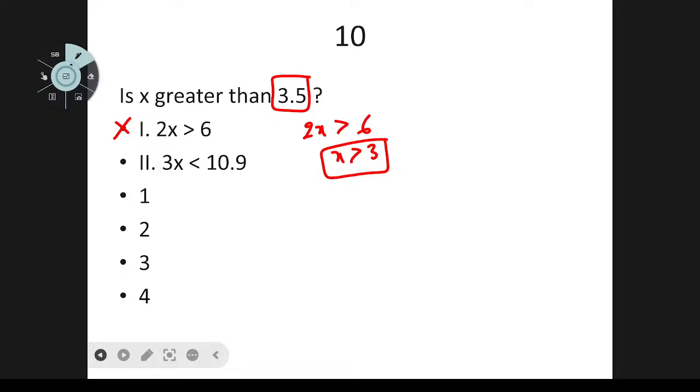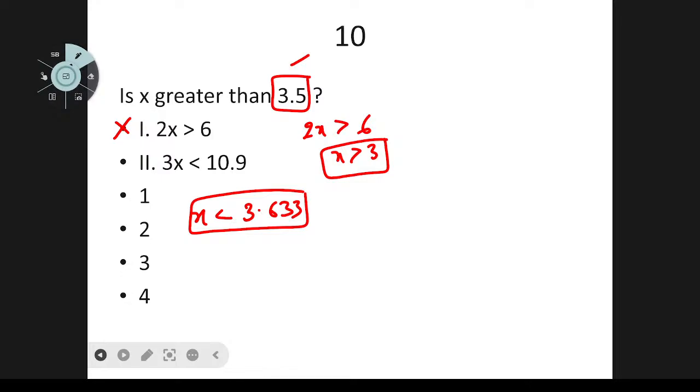Now here, according to this, X is less than 10.9 divided by 3, which will be around 3.633. Correct? It is something like that. Okay, X is less than 3.633. Right? Now, if X is less than 3.633, is it greater than 3.5? Possibility is there, but I cannot say.